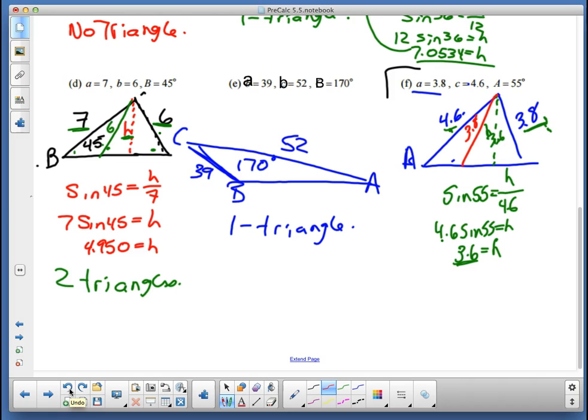4.5 times sine of 55, or 3.8, excuse me. That's 4.6 sine of 55. 3.768. 3.768. So it still would be 2 if it's 3.768, because we can still get it in there. Okay, does that make sense?